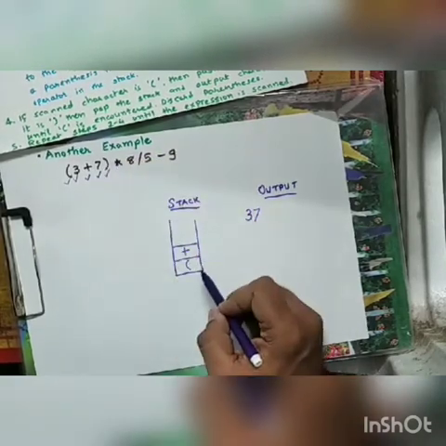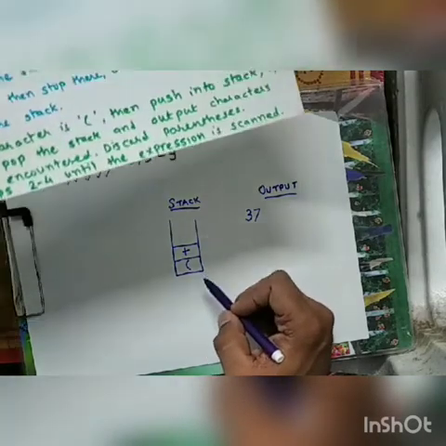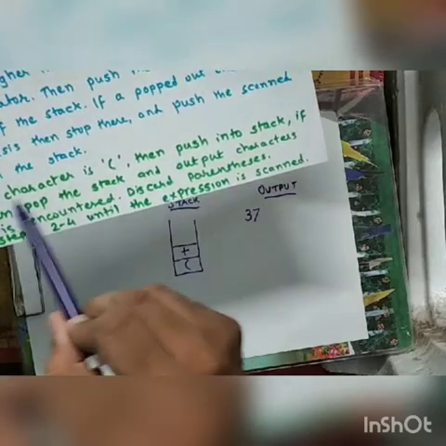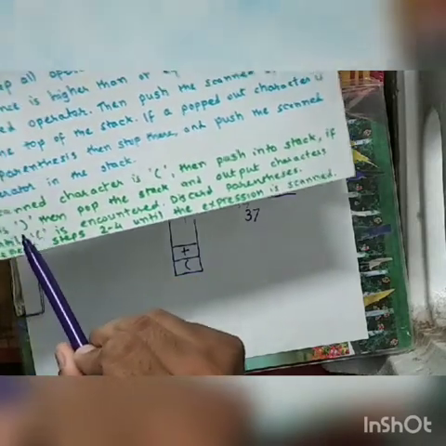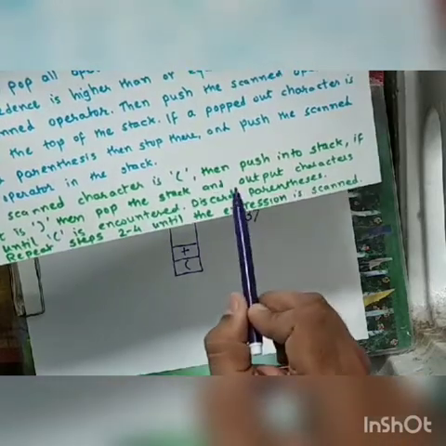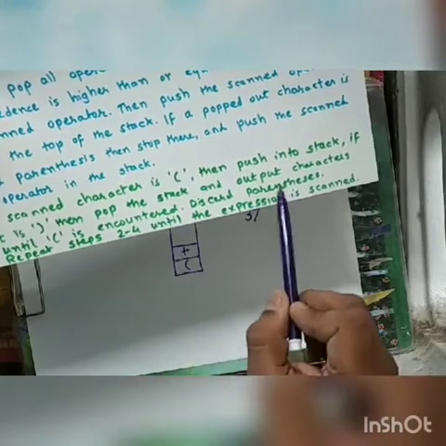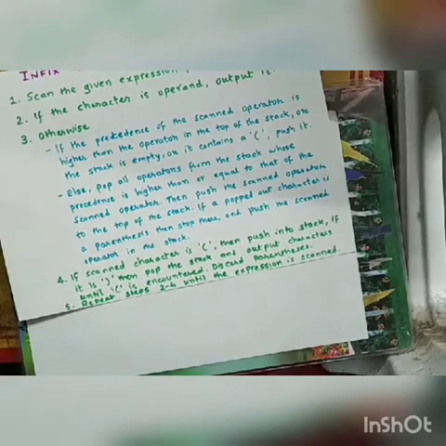Next is a closing bracket. What is to be done with the closing bracket? If the scanned character is a closing bracket, then pop the stack and output the characters until an opening bracket is encountered, and discard the parenthesis. What it actually means is you start extracting the elements from the stack until you find the corresponding opening bracket. This is required to keep track of a matching opening bracket with this closing bracket. So let us do that.